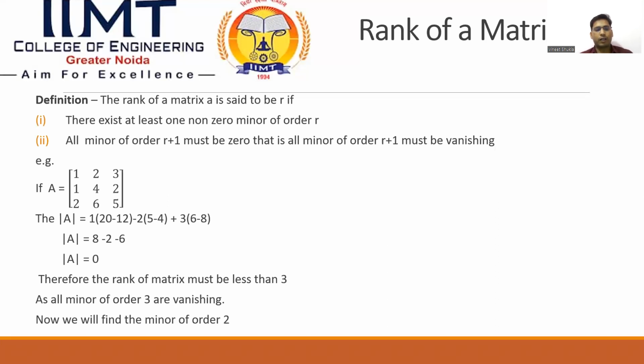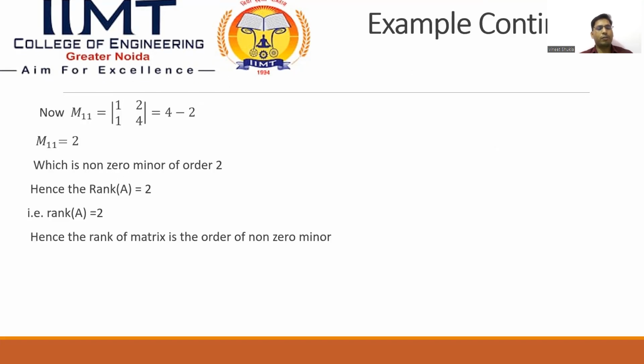Now we will go for the minor of order 2. We find a minor M11, that is 1, 2, 1, 4, which comes out to be 4 minus 2, which is 2, and which is non-zero. Therefore, the rank of the matrix is equal to 2, because the minor of order 2 is non-zero. Hence, the rank of the matrix is 2.